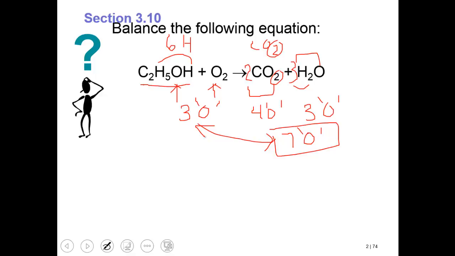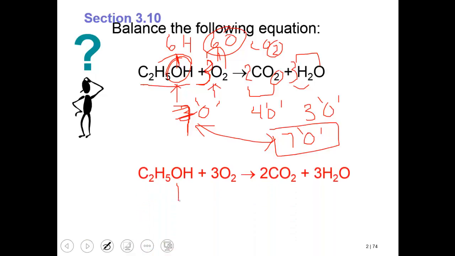Now, what I can do is, first of all, see if there's anything I can do to the left. For example, I've got 1 oxygen here and 2 here. But if I were to put a 3 in front of this O2, 3 times 2, I would get 6 oxygens here, plus the 1, which would get me 7. So this would get me balanced. So if I did that, I've got 1 oxygen here, 6 oxygens there, for a total of 7 on this side and 7 on this side. And then it would be balanced.